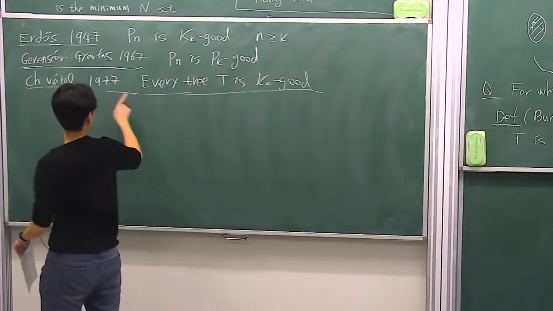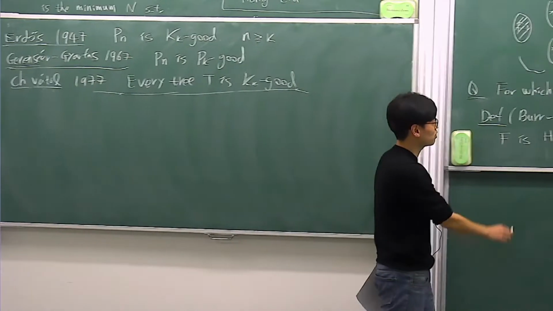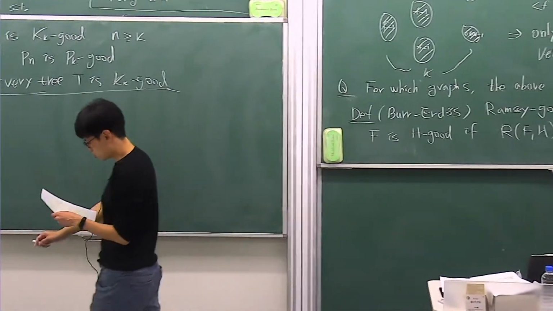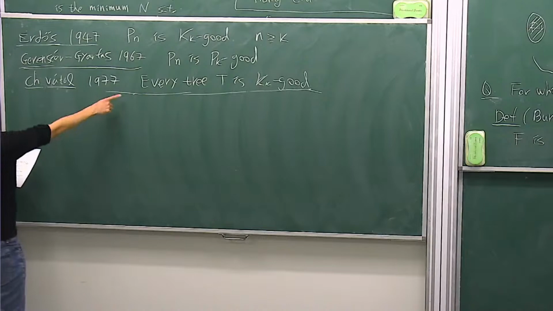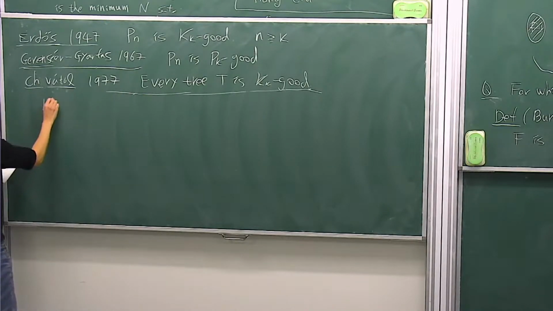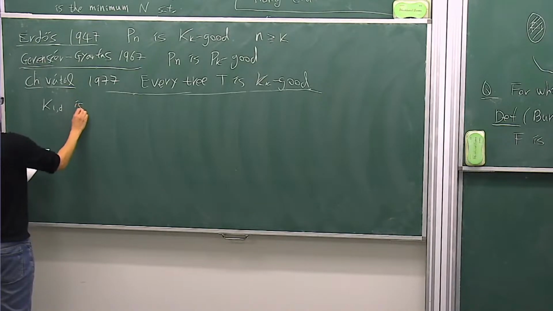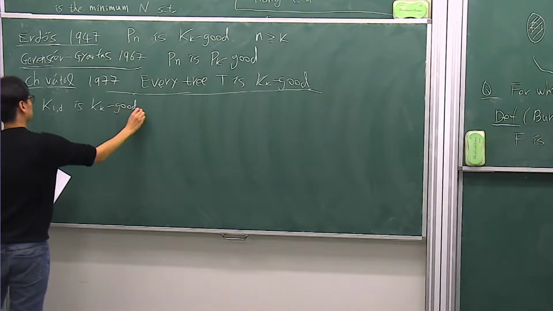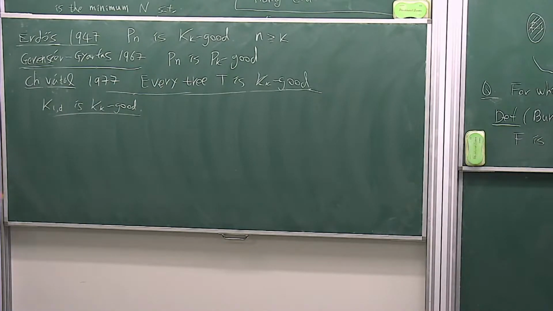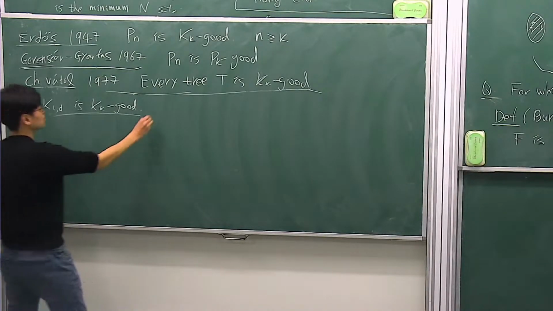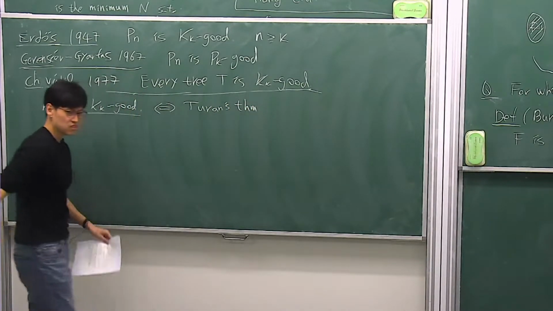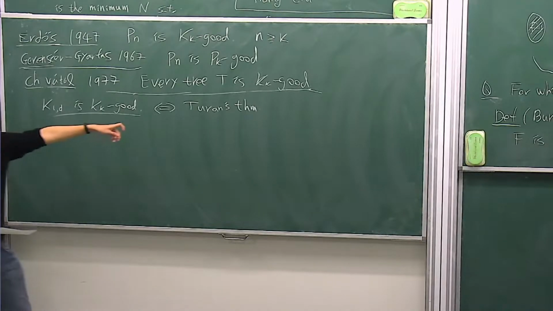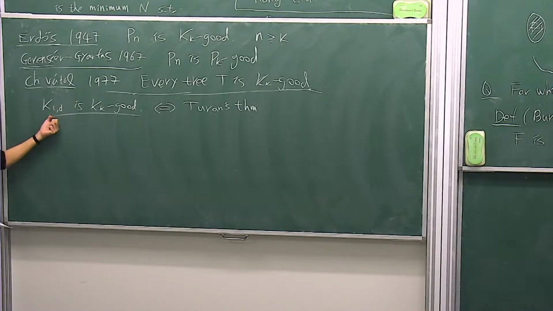In fact, this concept of Ramsey goodness has some connection with lots of graph theoretic notions. For example, Chvátal proved that in particular the star K_{1,D} is K_K good. And this actually is equivalent to Turán's theorem. It's not difficult to show. If you know Turán, then this is kind of easy.